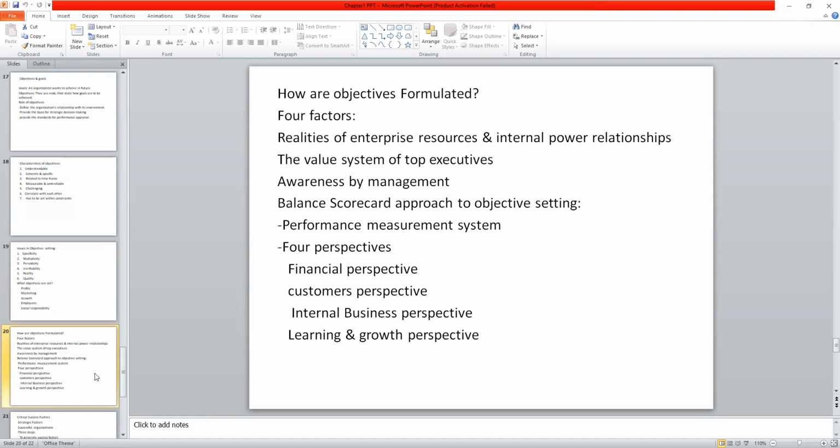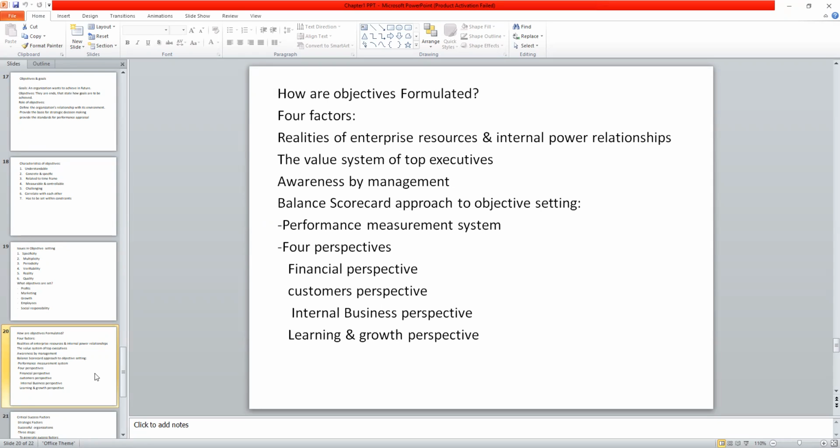Suppose if profit maximization is the objective, so from top to bottom, everybody will be driven by the profit attribute. They will only think of, so here when there is a trade-off between quality and profits, they will give more weightage to profit in this case.